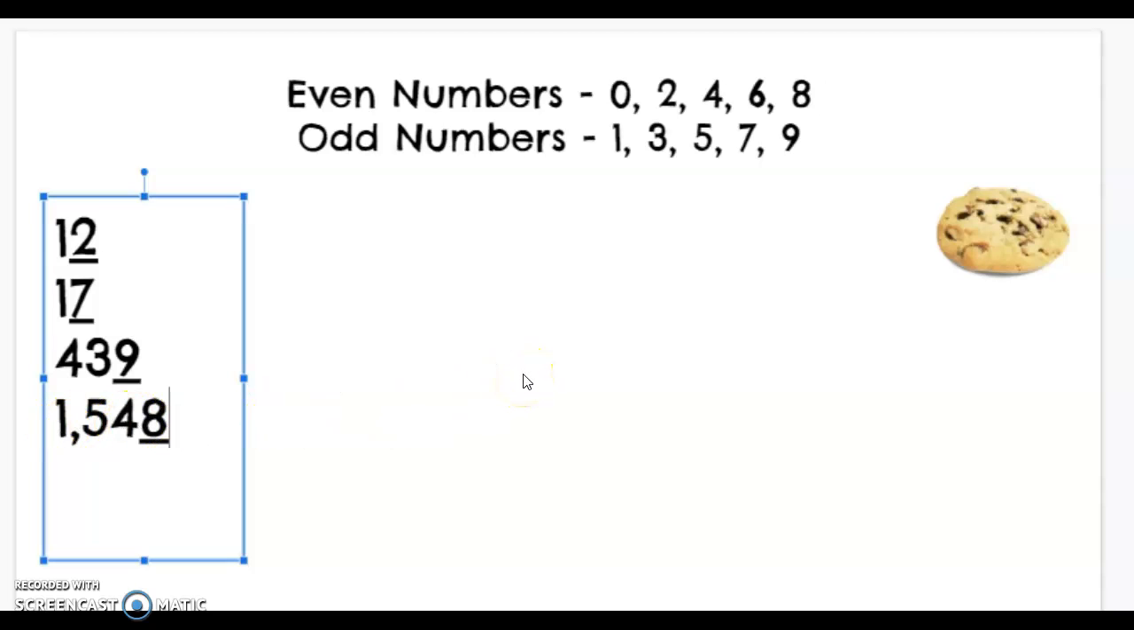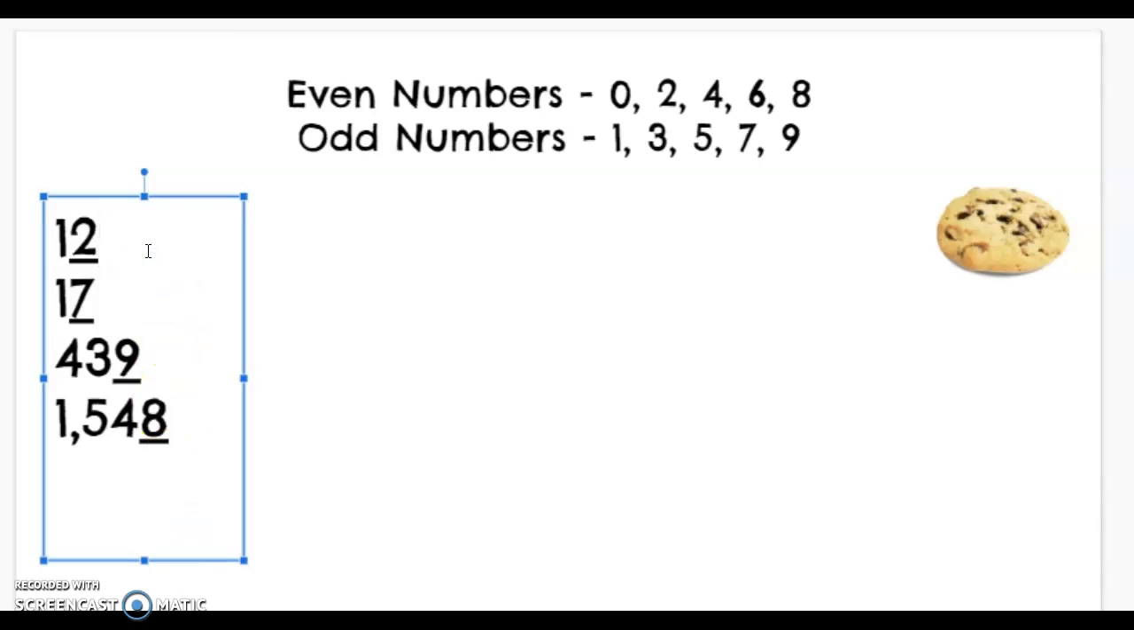Okay? So just a little recap. Our even numbers, 0, 2, 4, 6, and 8. My odd numbers, 1, 3, 5, 7, 9. When you're trying to determine if a number is even or odd, you're going to look at the ones place. If the digit in the ones place is even, then your whole number is even. If the digit in the ones place is odd, your whole number is odd.